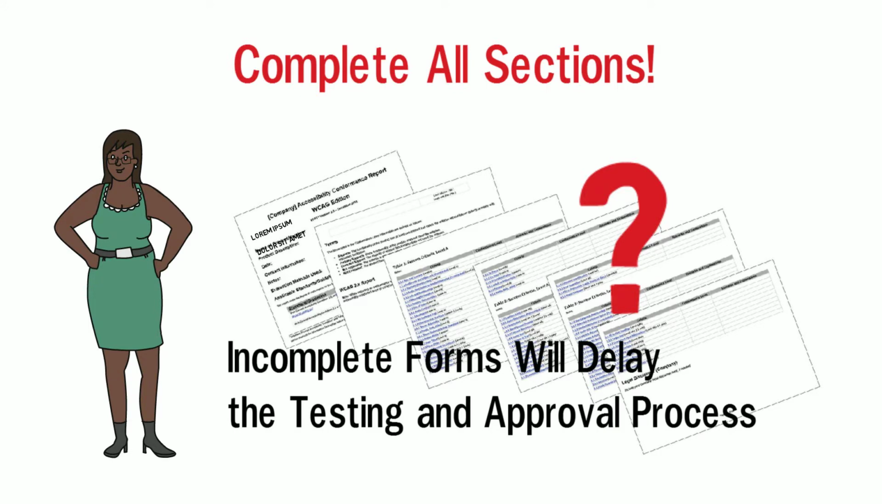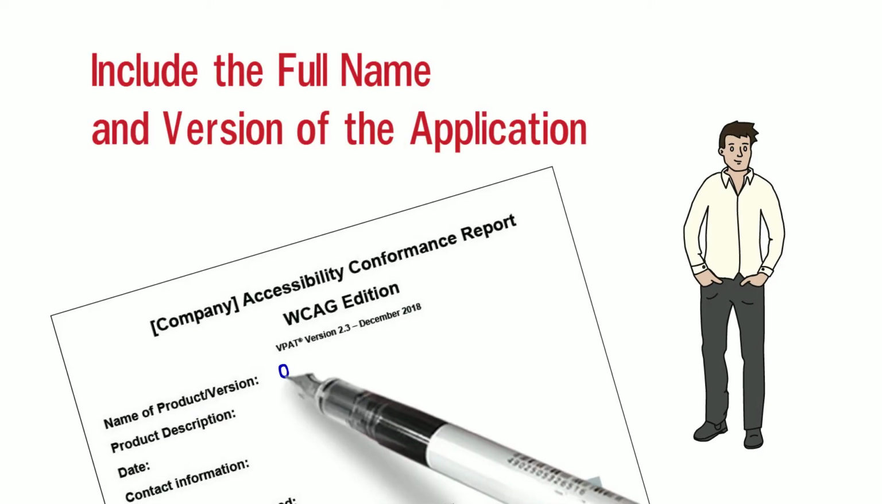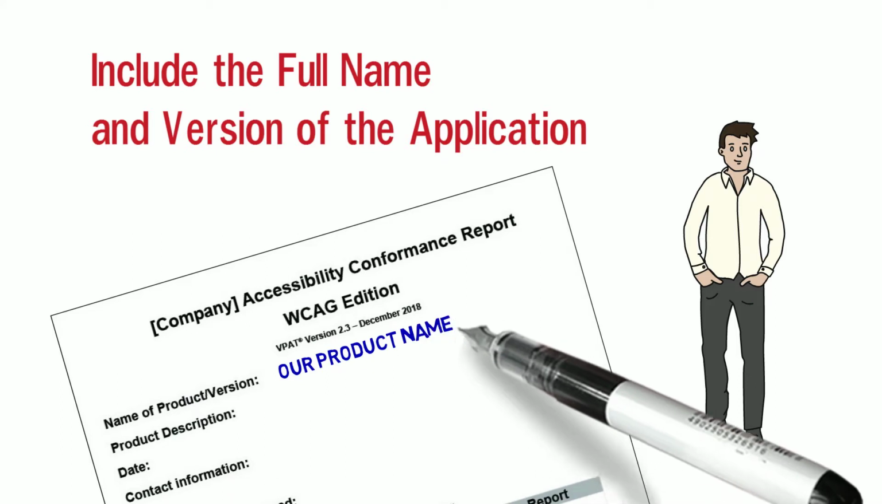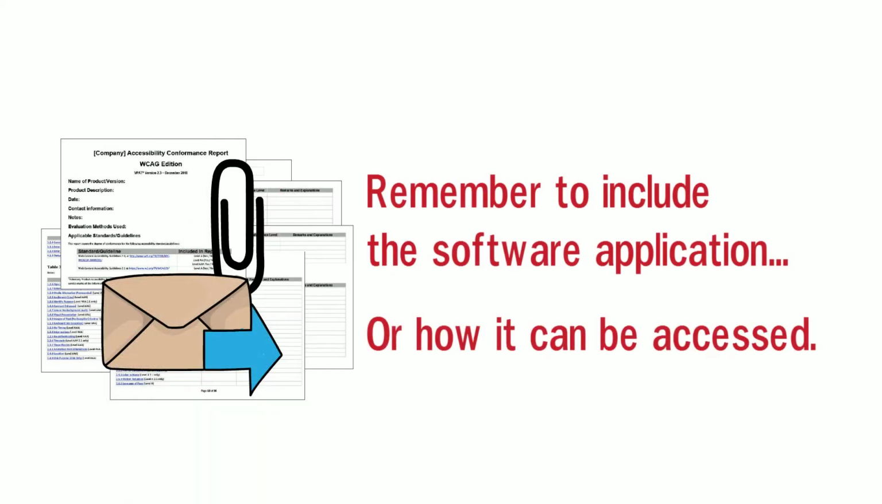For the testing team to know exactly what application is being tested, the VPAT should always include the full name and version of the application. Also, please remember to include the software application itself or how it can be accessed.